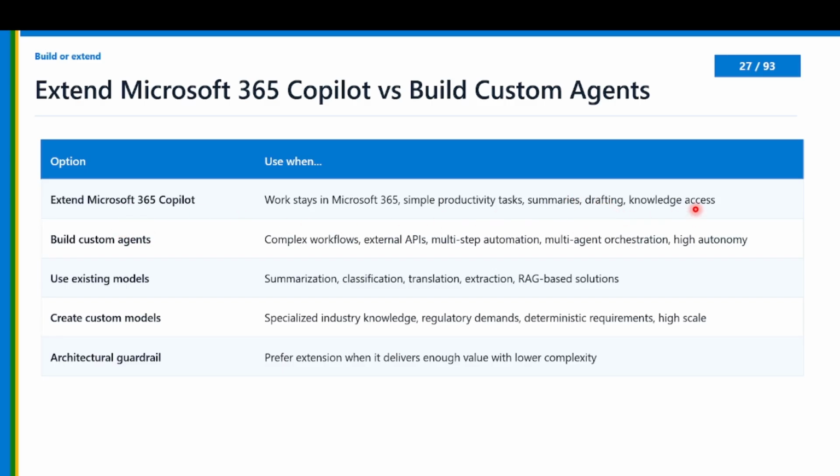Knowledge access. You need access to knowledge, maybe on SharePoint, on OneDrive, or the places that are available, your personal knowledge that you use for daily work. Then you can use a Copilot agent. So this is good for building personal use case agents.